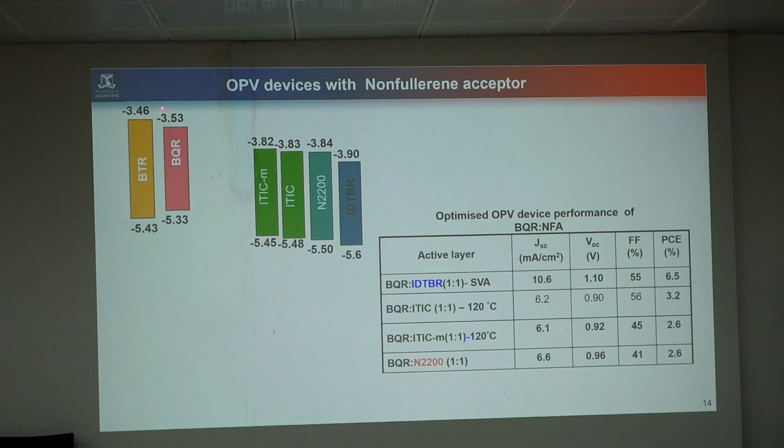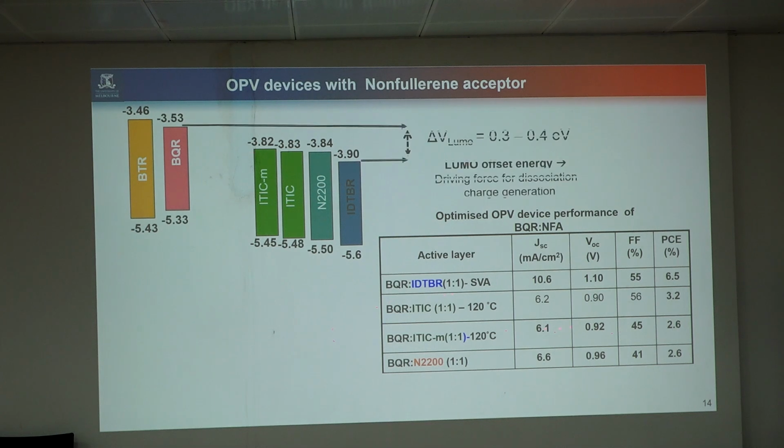Here I can see the offset for the donor, with these acceptor materials, is about 0.3 to 0.4 if you look at this one. But when you compare the device performance with ITIC and IT-series acceptors, we are getting only 3.2% and 2.6%. The fill factor is low. When you have IDTBR, which has a somewhat higher offset, when you compare this offset and this offset, there is a somewhat longer gap, more offset energy, and we can see the performance.